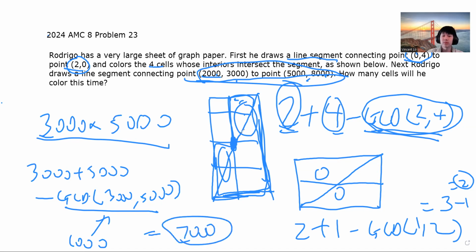So remember this formula of A plus B minus GCD of A, B, as it is super useful to find the number of cells that are colored. And remember why we do GCD of A, B. It's to find the number of overlaps, and we have to subtract the overlaps because they hit a lattice point, which is not intersecting the interior of a cell.